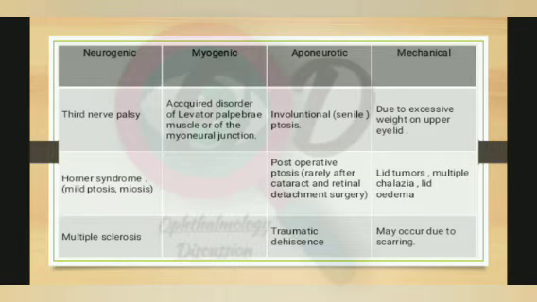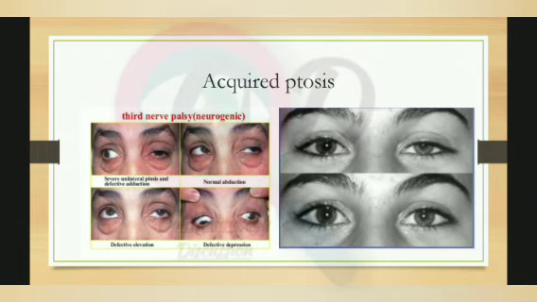The mechanical one. Mechanical ptosis is a kind of ptosis where you experience some excessive weight on your upper eyelid. Due to what? Due to lid tumors, chalazion, lid edema. These are the things responsible for mechanical ptosis. It may occur due to scarring also. Sometimes there is scarring, and due to scarring the cornea gets covered, so this is also a ptosis. Okay, so this is the mechanical one.